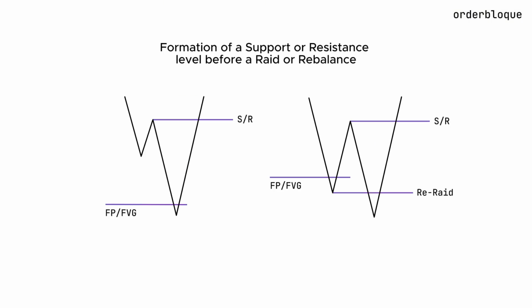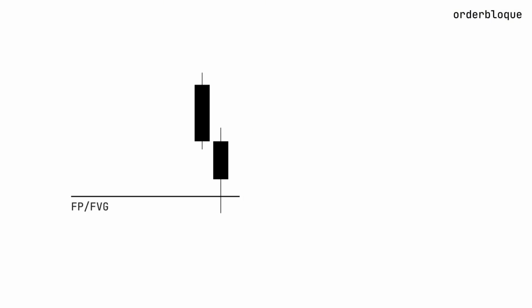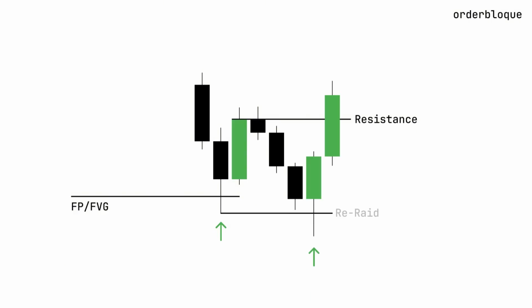Second, it's the formation of a support or resistance level before a raid or rebalance is executed. I'll explain what this means. Sometimes price comes and tests an FVG or fractal zone, after which it receives a small reaction and forms a resistance level, for example. But shortly after that, it makes a re-raid, and only then do we see the order block zone. This clearly isn't the sign of strength in the tested zone, so we need to pay special attention to this detail to achieve maximum win rate, despite the fact that this mostly applies to fractal points.